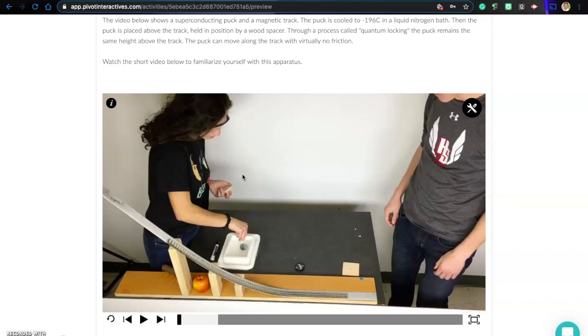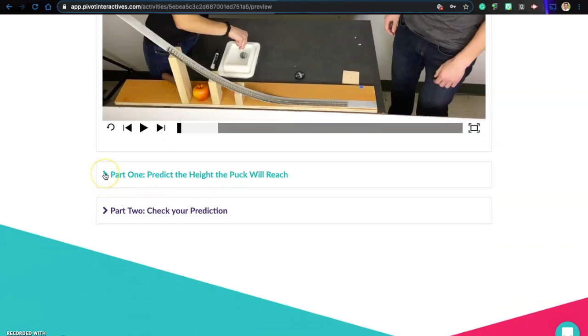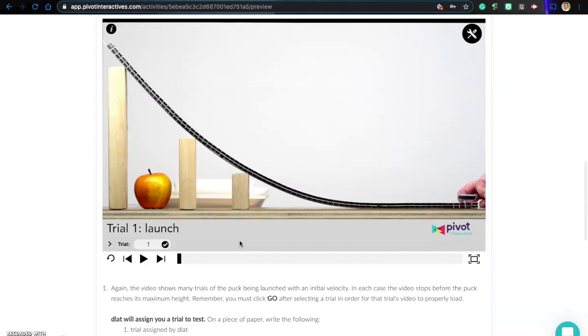I want to take you through the assessment, and here is part 1. I'm just going to do trial 1, and the first thing I notice is the puck, which is stated up above, travels at constant velocity, states there's minimal or negligible friction.